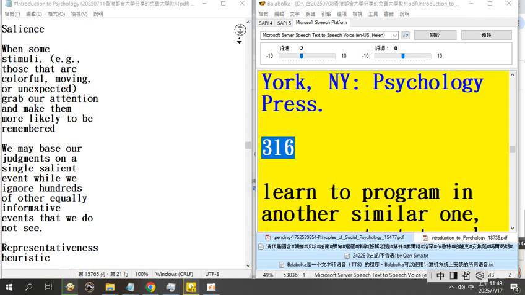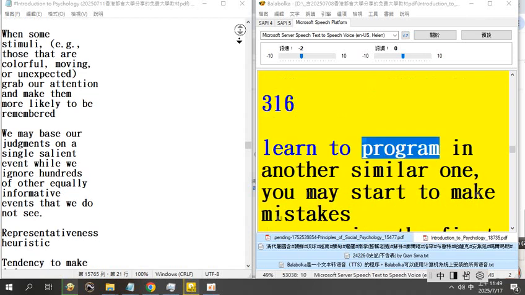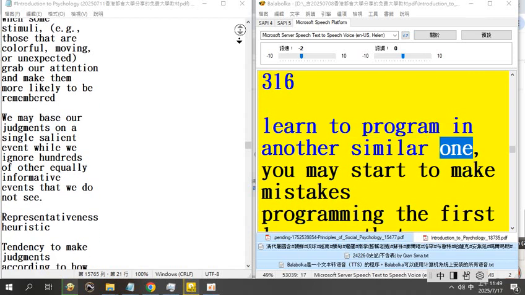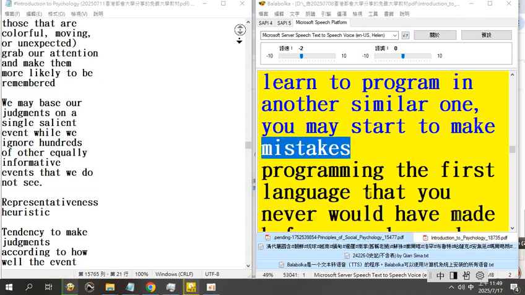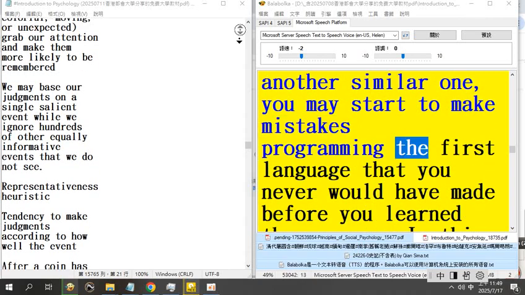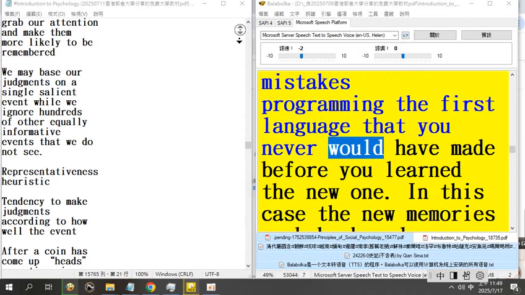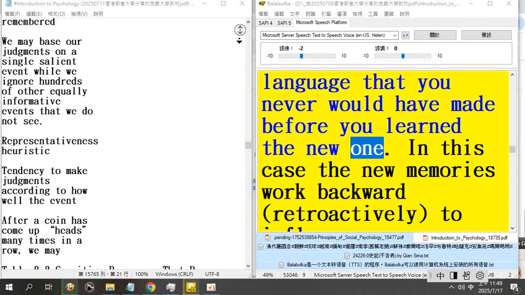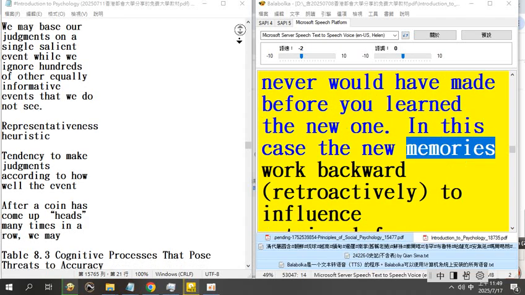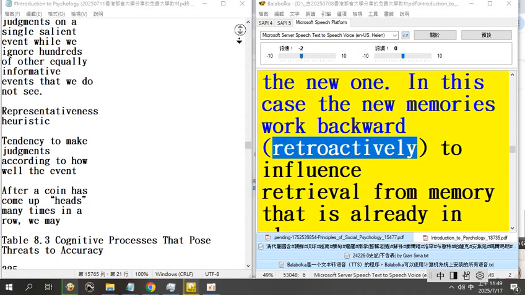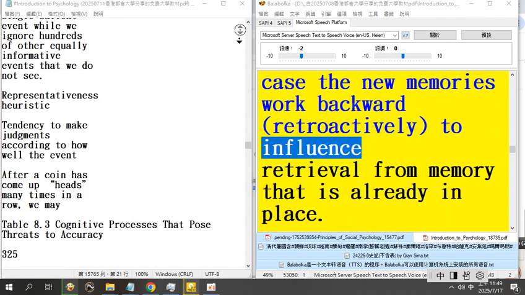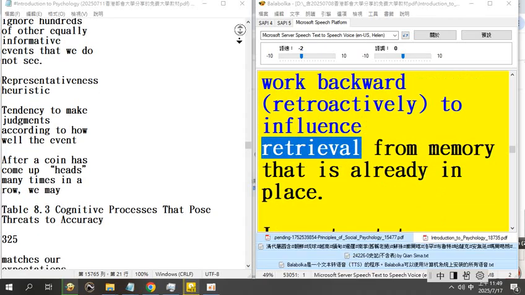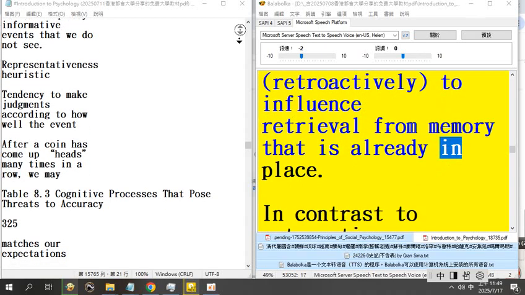Learn to program in another similar one, you may start to make mistakes programming the first language that you never would have made before you learned the new one. In this case, the new memories work backward, retroactively, to influence retrieval from memory that is already in place.